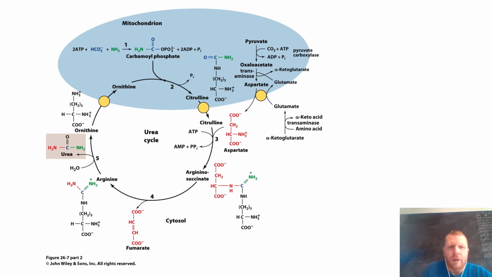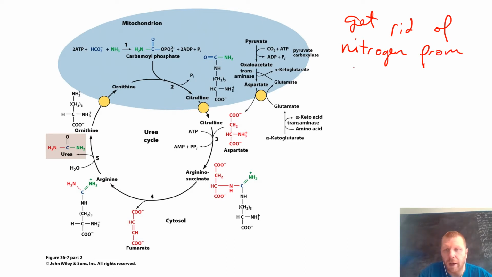So what we're going to do here, looking at our urea cycle, is aim to get rid of nitrogen that originated from our alanine. Now, we took that alanine, did a transamination reaction, and transferred our nitrogen onto alpha-ketoglutarate to make glutamate.